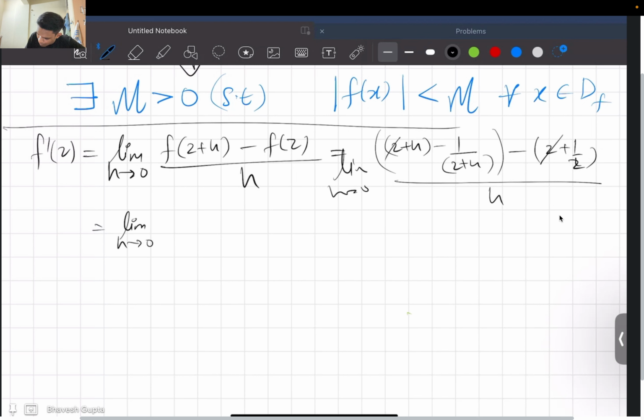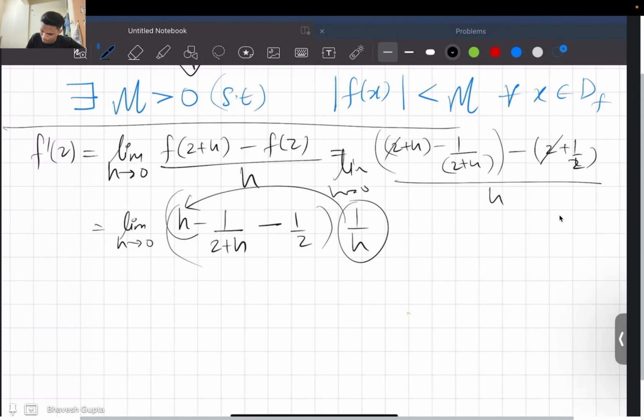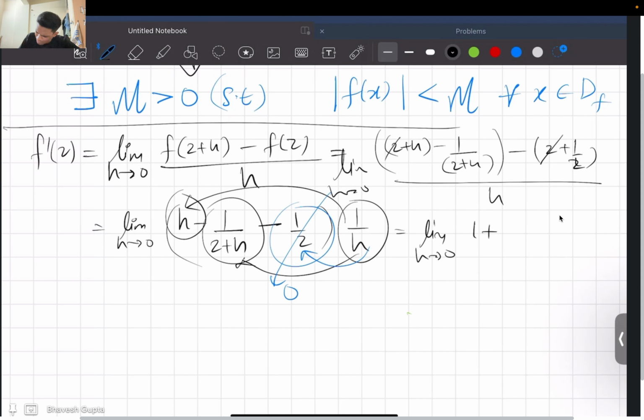We have this h minus 2 plus h minus 1 over 2, and overall you have 1 over h outside. So this h will multiply over here, and this h also gets multiplied over here. But when this h is multiplied in the third term, this will limit to 0. So only the first two terms will survive. So you can say that you have just 1 minus h over 2 plus h. From here you can see how the value will transform.